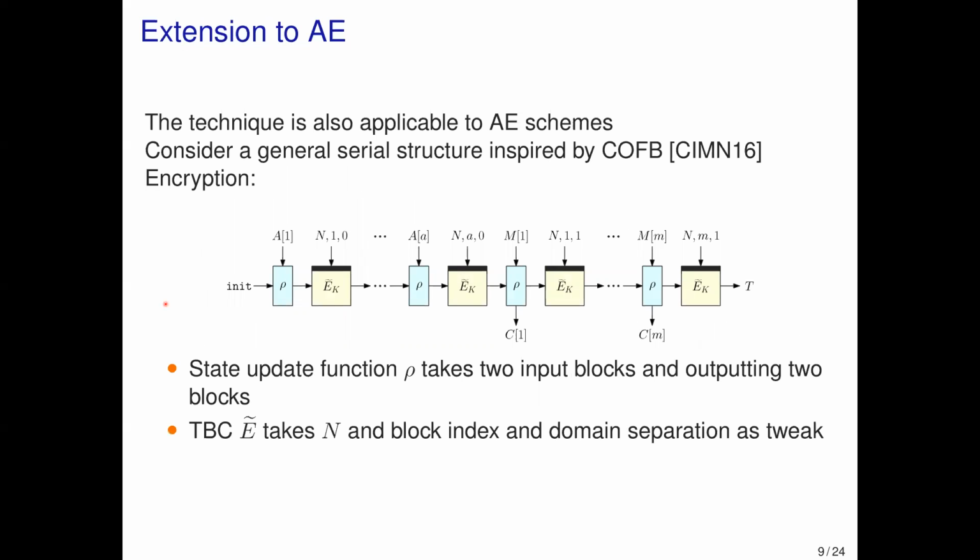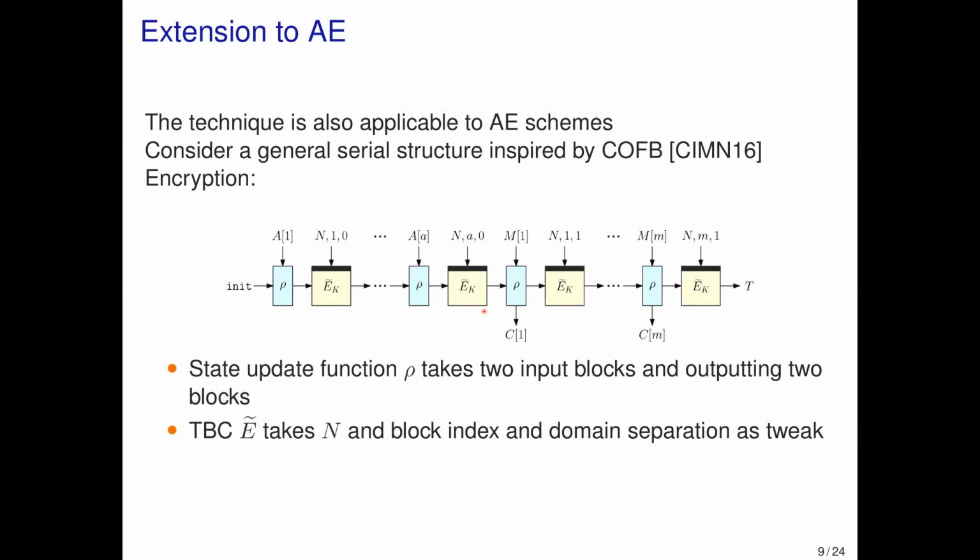So we also extend our technique to AE schemes. For this purpose, we consider a general serial AE structure. It is inspired by COFB mode. And this picture shows an encryption of general COFB. This rho block here denotes a state update function that takes 2 input blocks and outputs 2 blocks.